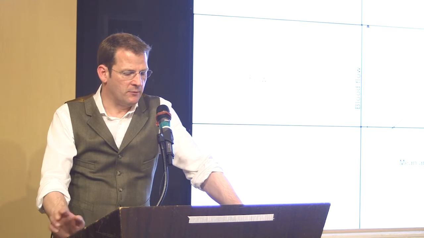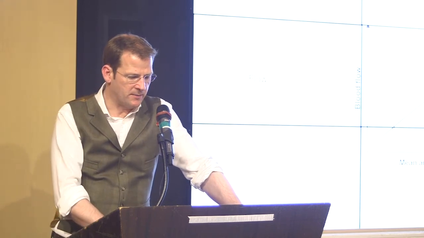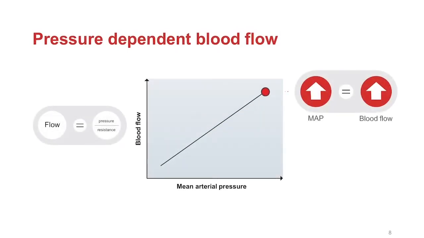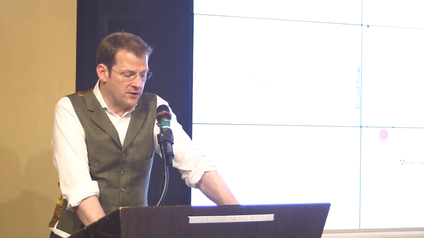Assuming that resistance to flow remains constant, if organ perfusion was pressure dependent alone, then as mean arterial pressure increased, blood flow would increase, and as it dropped, our blood flow would drop as well in a proportional manner. Clearly, that is not an acceptable mechanism for most organs that need a constant adequate delivery of oxygen in order to remain viable. And hence many organisms and many organs use a mechanism called autoregulation.